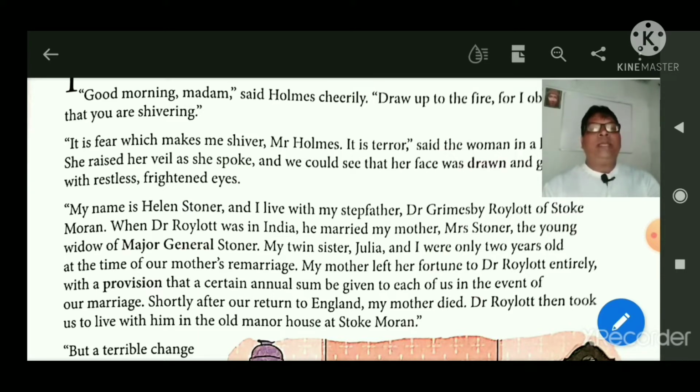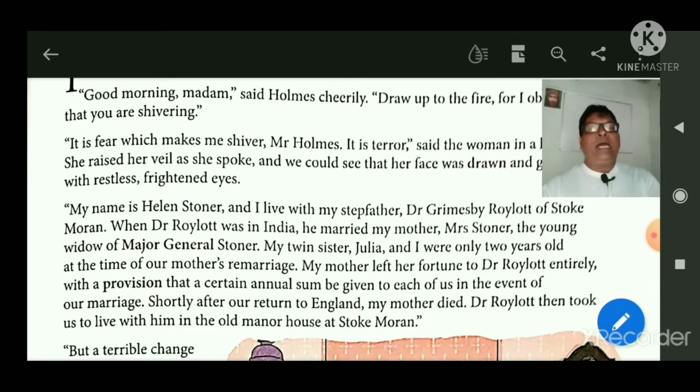"At the time of our mother's marriage, my mother left her fortune to Dr. Roylott entirely, with a provision that a certain annual sum be given to each of us in the event of our marriage." The provision here means a condition and an arrangement in a legal document, written so that something should be given for their livelihood. Dr. Grimsby Roylott will give it till their marriage. So that was the meaning of provision.